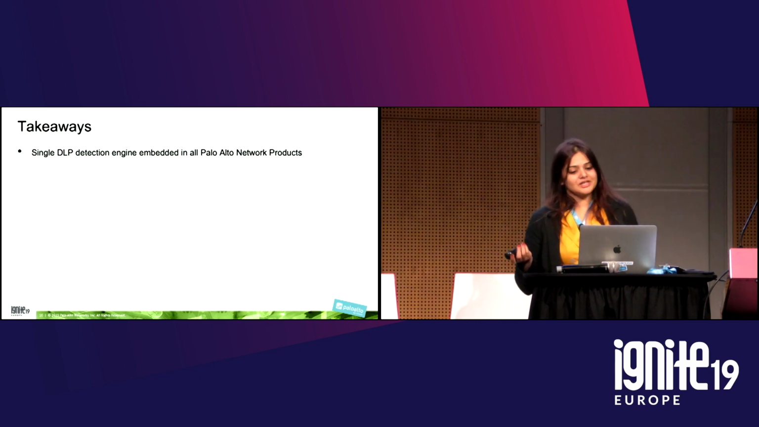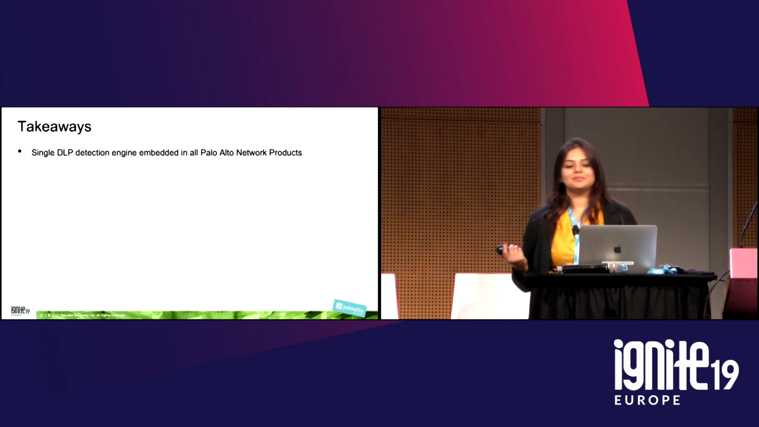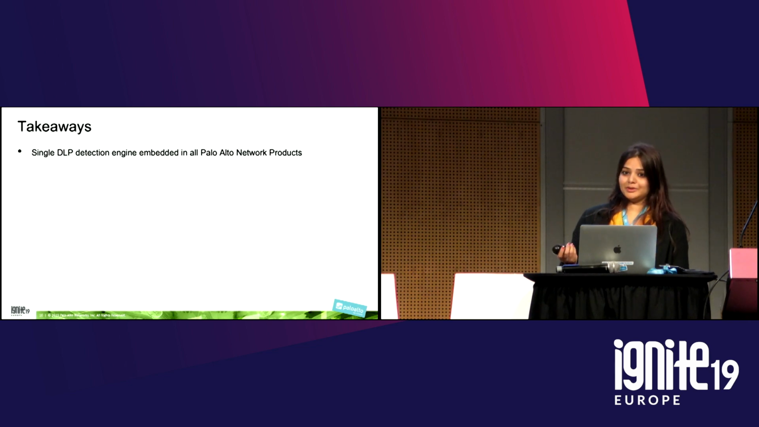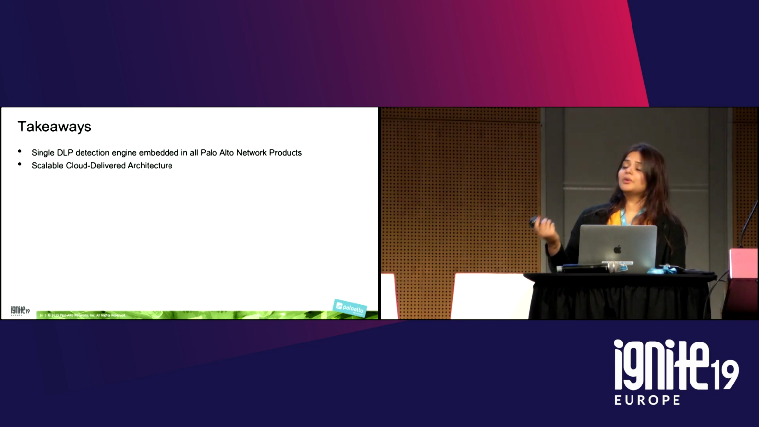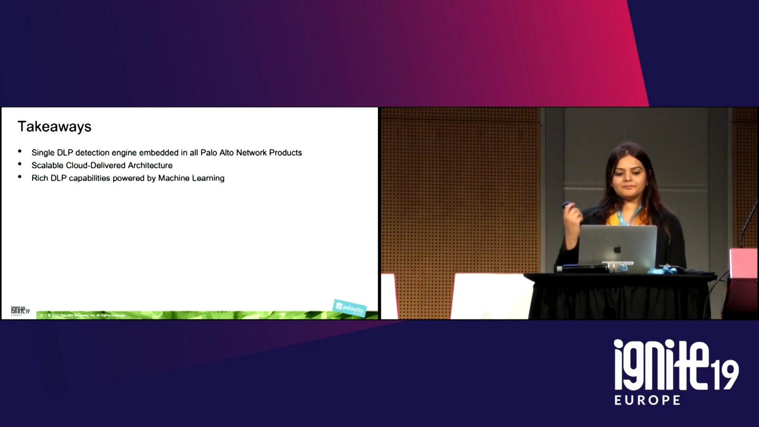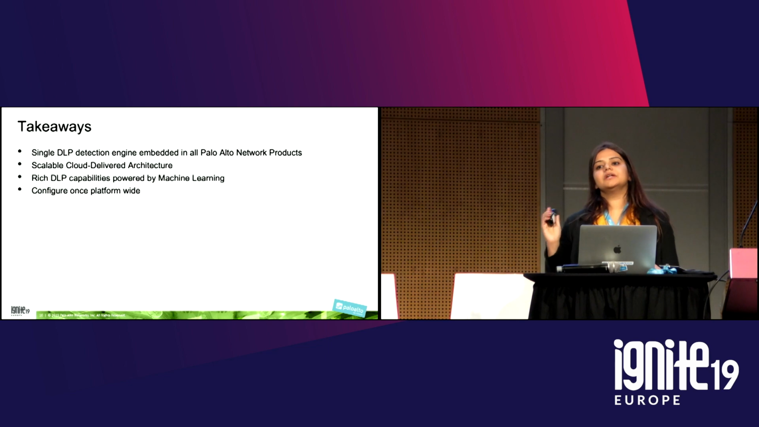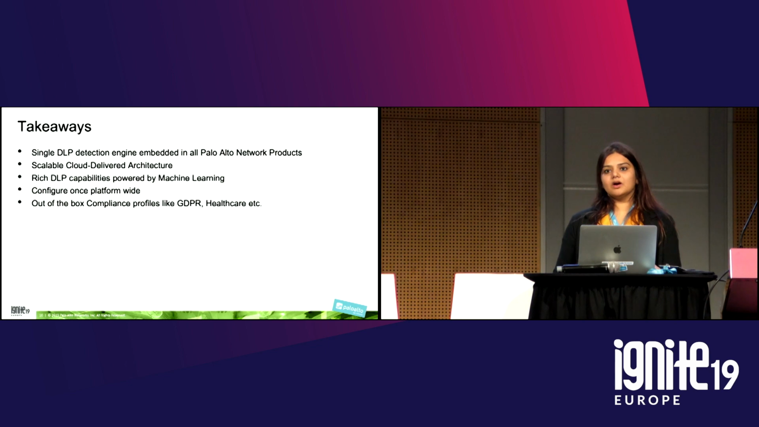So key takeaways from this. We have a single DLP detection engine embedded in all Palo Alto Networks products, some of which are in the roadmap, but SaaS and Access are available. It's a cloud service, and it has rich DLP capabilities, which is powered by advanced machine learning. You only need to configure it once, and it will be available in all your products. It also comes with out-of-the-box profiles like GDPR, healthcare, etc.